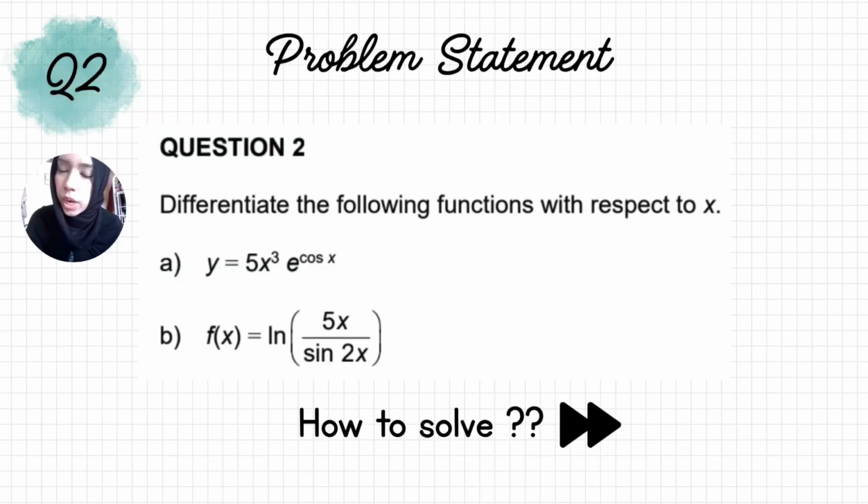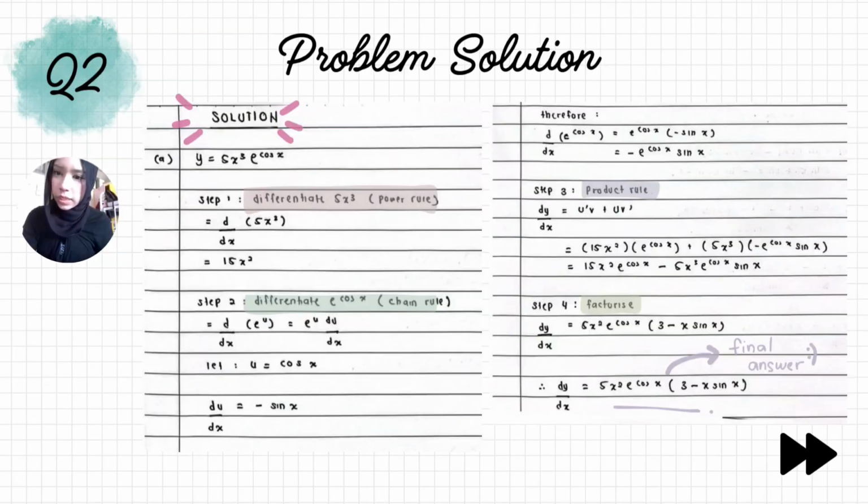So in question 2, we are required to differentiate the following functions with respect to x, which are given in part A and part B. So how do we solve this question? For part A, we are given the function y equals 5x cubed times e to the power of cos x. Since the function consists of two functions being multiplied together, I will use the product rule. First, I differentiate 5x cubed using the power rule. The derivative of 5x cubed is 15x squared.